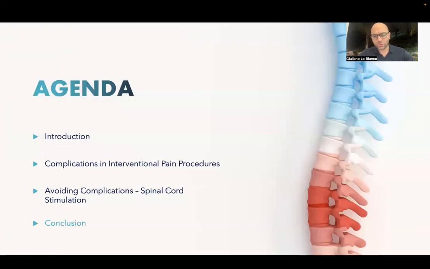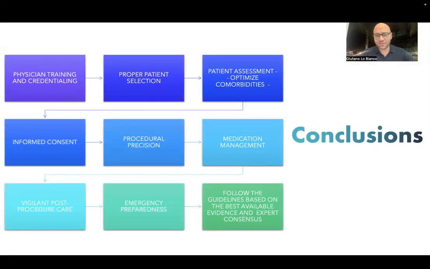So what are the conclusions? First of all, physician training and credentialing is very important, and also proper patient selection criteria are very important to avoid and reduce complications. Also patient assessment and optimized comorbidities, informed consent, procedural precision, and medication management, with vigilant post-procedure care and emergency preparedness. Always follow the guidelines based on the best available evidence and expert consensus.